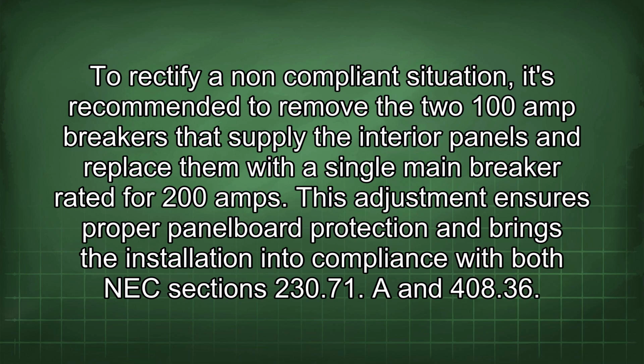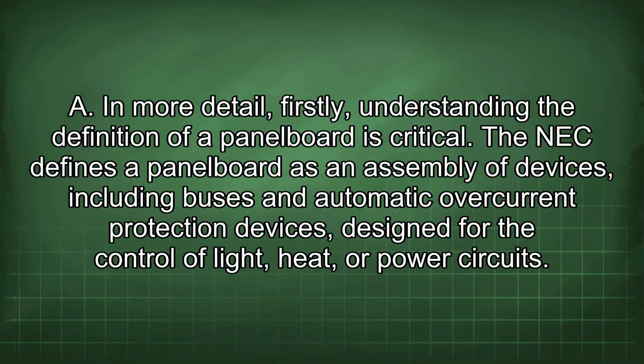To rectify a non-compliant situation, it's recommended to remove the 2 100-amp breakers that supply the interior panels and replace them with a single main breaker rated for 200 amps. This adjustment ensures proper panel board protection and brings the installation into compliance with both NEC sections 230.71 and 408.36. In more detail, firstly, understanding the definition of a panel board is critical.